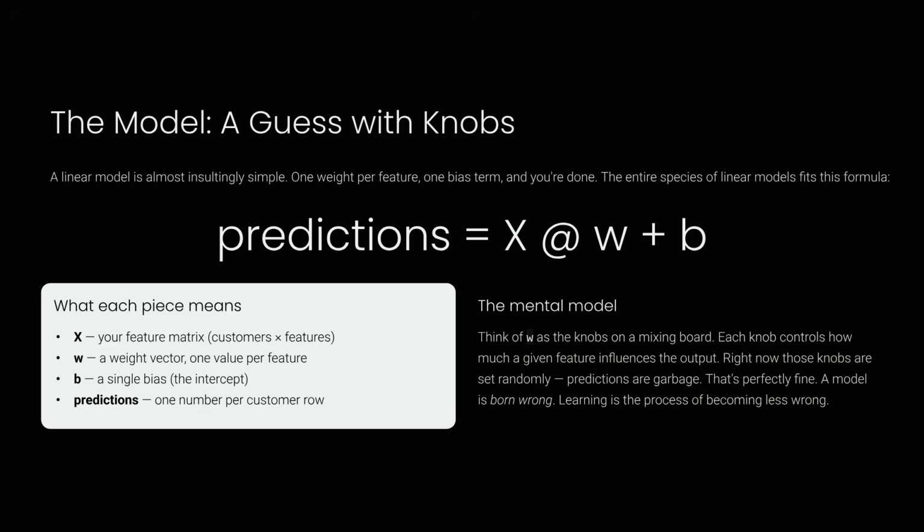At its core, a linear model is simple. We use a formula where predictions are calculated by the feature matrix multiplied by weights, plus a bias term. Think of the weights as knobs we adjust to minimize our errors.